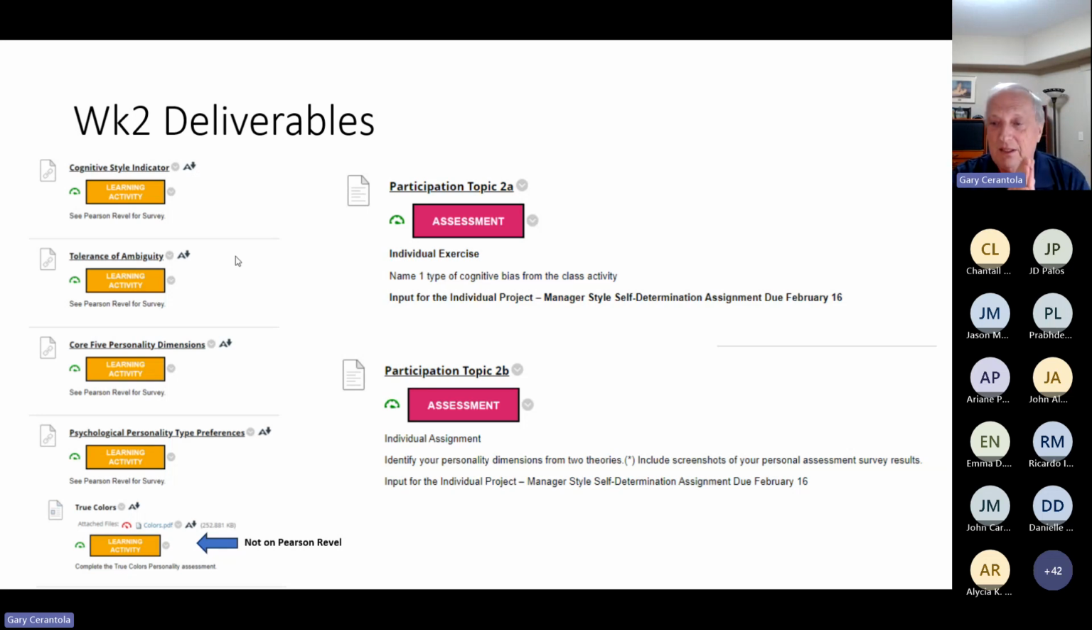Okay, participation 2B, you're going to identify your personality dimensions from 2 theories. And again, I talked about this in the video that I did for you on the evolution of management theories. The last 4 or 5 slides talk about that very assignment of the manager style self-determination, and I talked about how I'm marking that. So you really need to bring theory into any assertion that you make. One is show me which ones apply to you, and then show me how that applies. What have you done with that? And demonstrate that you know something about that theory. So here's the first practice in participation 2B to help you do that. And if you have any questions about those assignments, please email me and I'll return the email.